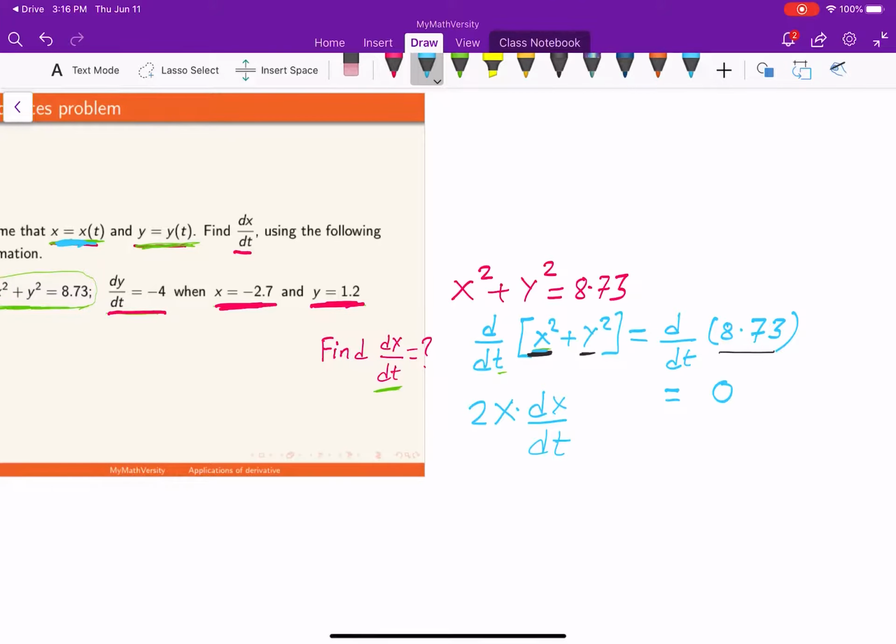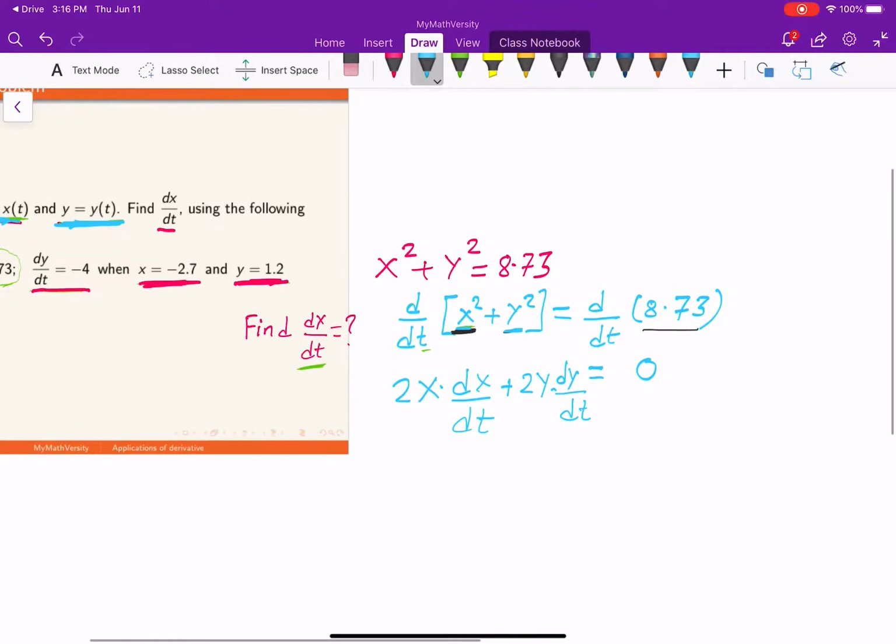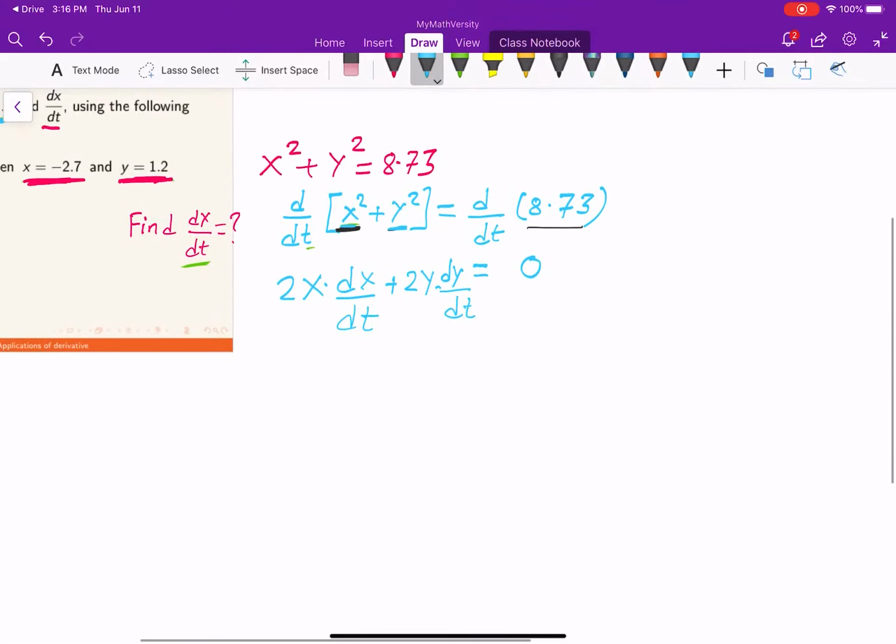In the same way, since y is a function of t, to find the derivative of y squared with respect to t, we do the same thing. Bring the 2 down, write down y as it is, subtract the power by 1, so 2 minus 1 will be 1. Multiply by the derivative of y with respect to t, which is equal to 0. So what is the benefit of this? Now you might have noticed we have a relationship between the rates of change.